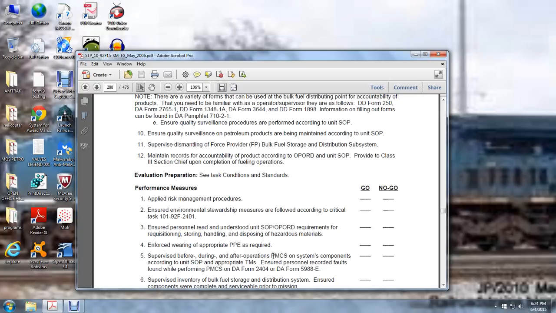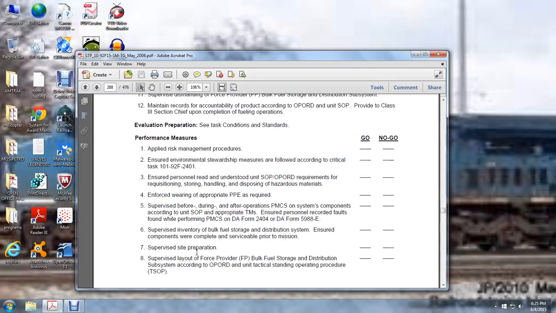Ensure personnel read and understand standard authorization orders, requirements for requisitioning, storing, handling, and disposing of hazardous materials, and enforce wearing of the appropriate personal protective equipment as required. Supervise before, during, and after operations preventive maintenance checks and services on system components according to standard authorization procedures and appropriate technical manuals. Ensure personnel record faults found when performing preventive maintenance checks and services on DA Form 2404 and DA Form 5988-E. Supervise inventory of the bulk fuel storage and distribution system. Ensure components are complete and serviceable prior to the mission.